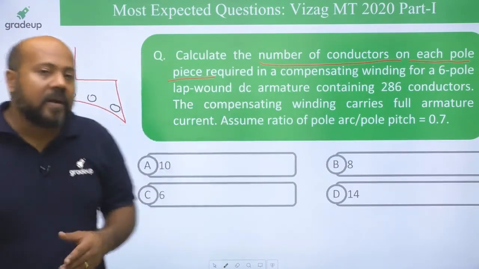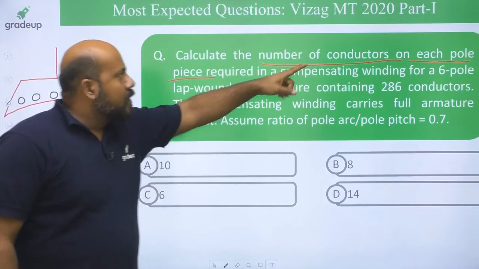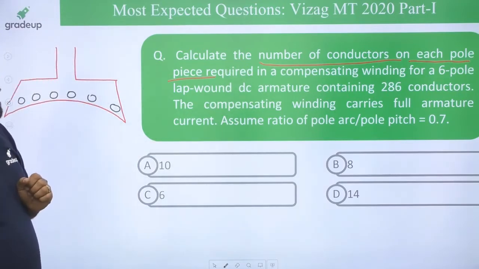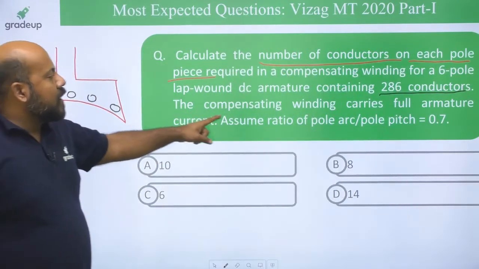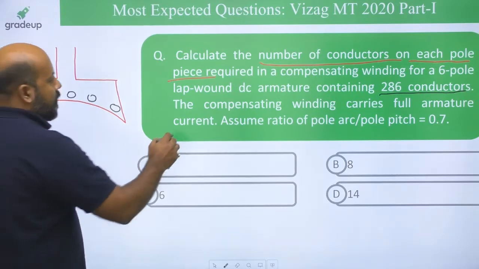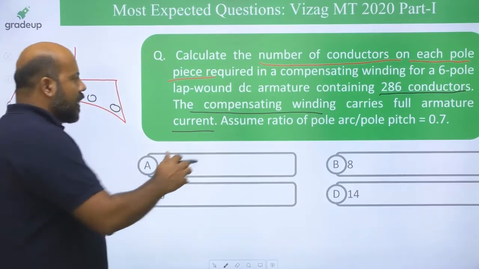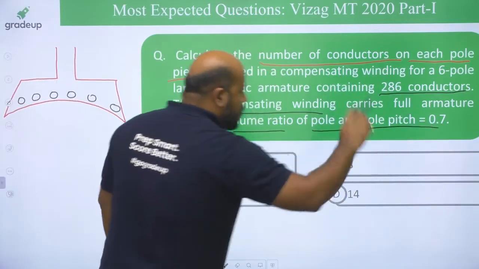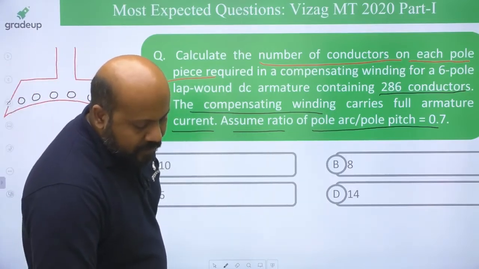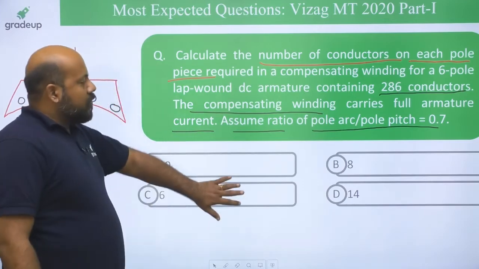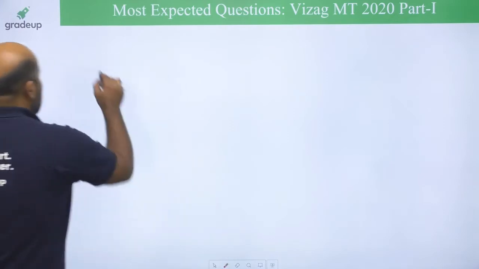So he is asking the number of conductors placed in each pole piece to compensate a 6-pole lap-wound DC armature containing 286 conductors. The compensating winding carries full armature current. Assume the ratio of pole arc to pole pitch as 0.7. I will give you some understanding of what is happening in the compensating winding. Just have patience, in 1 minute we'll discuss.